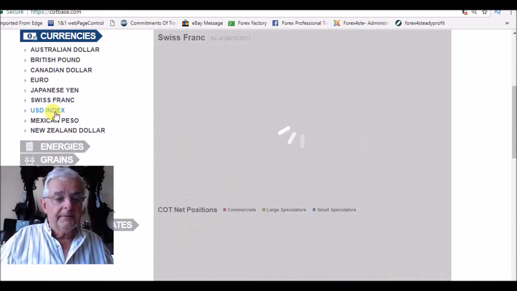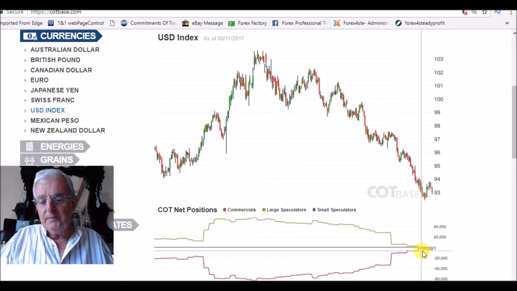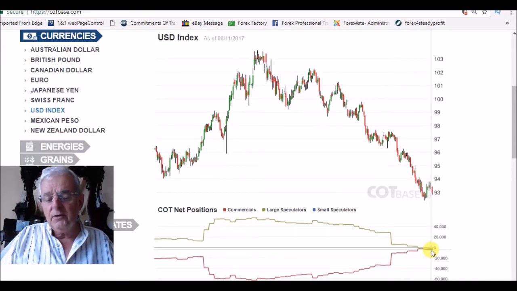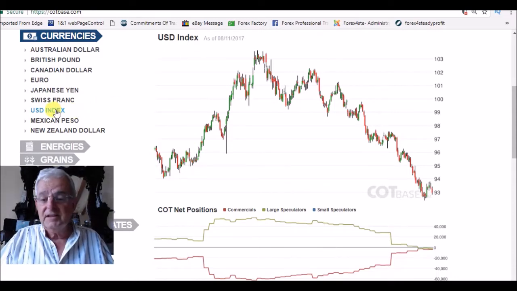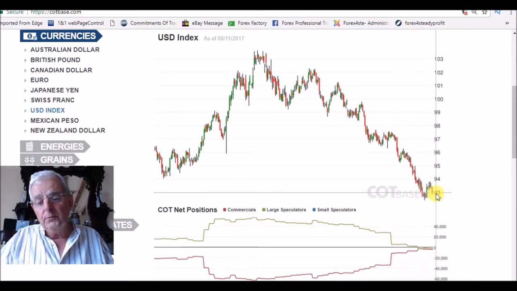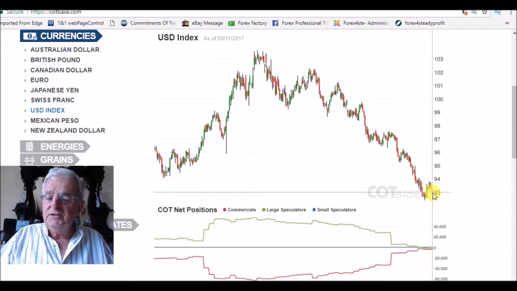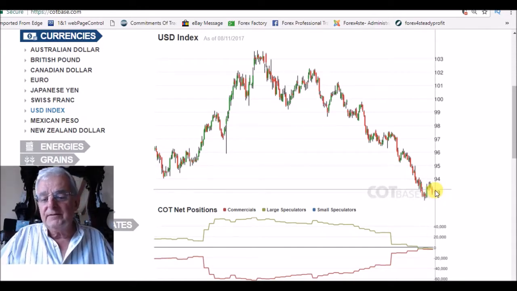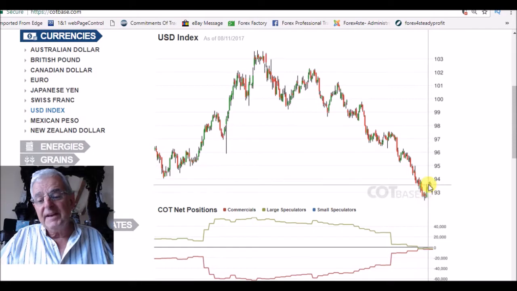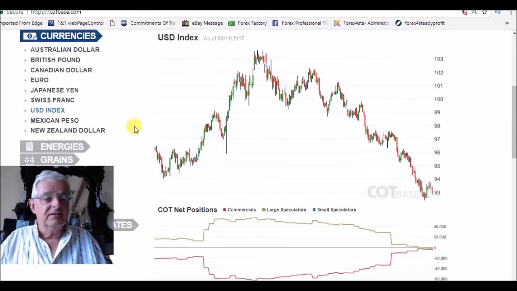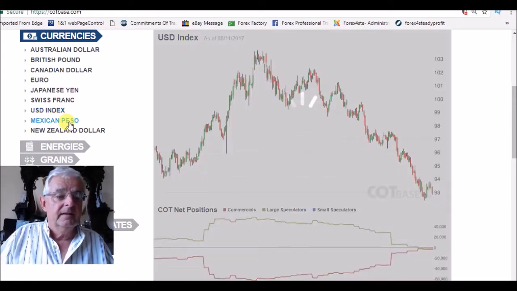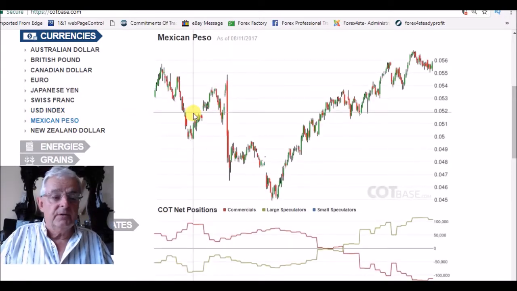Quick look at the dollar. Again, we're both on about the zero line there. There's nothing much I can say about that. The commercials are as bullish as they have been for 2 years. We've just bounced a little bit off the bottom, come back down a little bit. I am expecting it to turn up from there. I don't have a chart for the DXY.